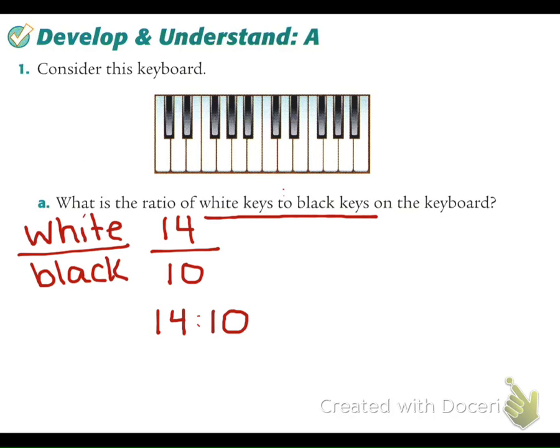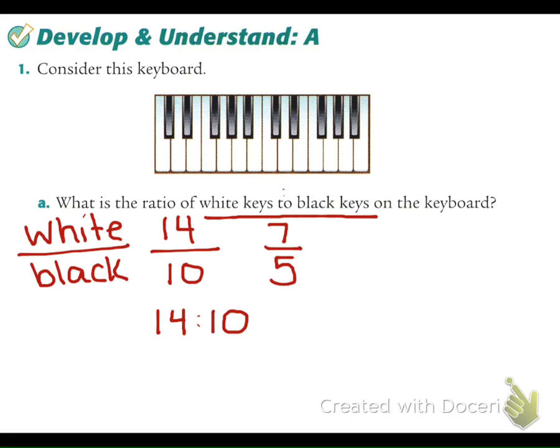You might be thinking that this looks like a fraction and that you know about reducing fractions. We can also reduce this fraction to make an equivalent ratio. 14 white to 10 black keys can be reduced to 7 to 5.